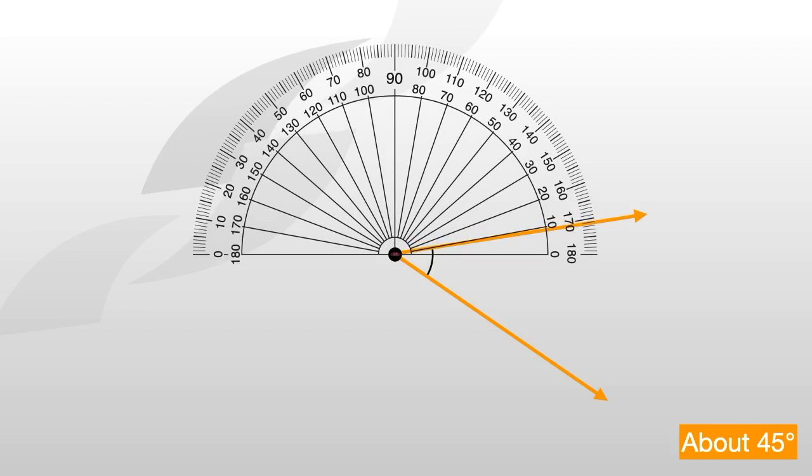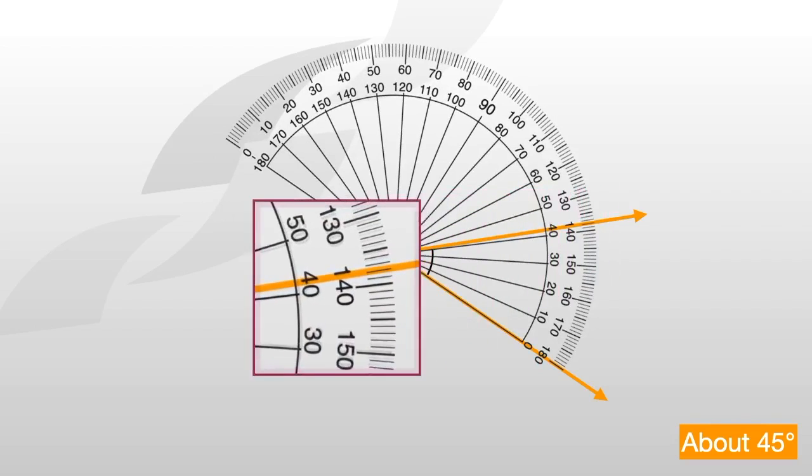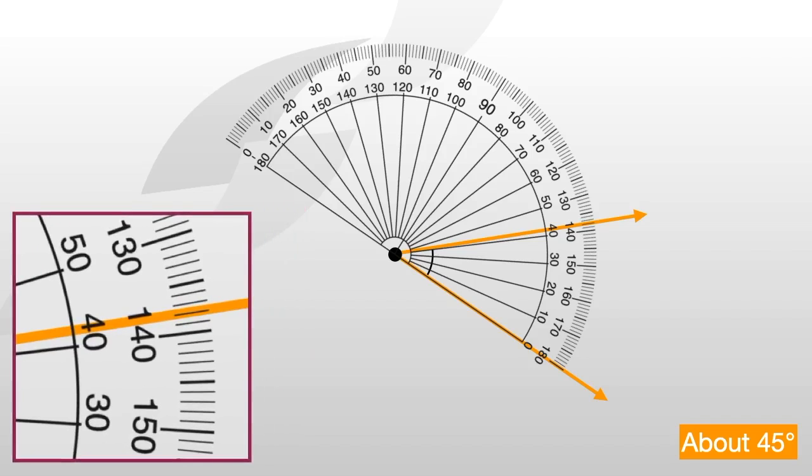Next, we look at the bottom line of the protractor. We need to line this up with one of the rays of the angle. Next, look where the other ray passes through the number markings on the outside of the protractor. Notice there are two sets of numbers.